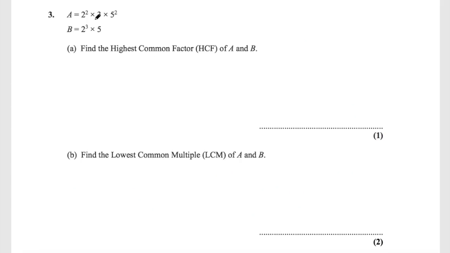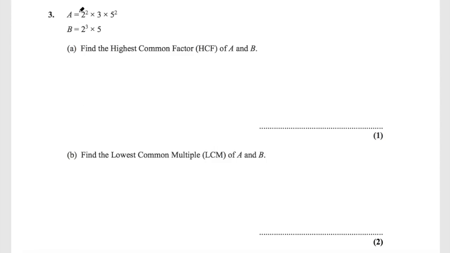Question 3 says a equals 2 squared times 3 times 5 squared, b equals 2 cubed times 5. Part A says find the highest common factor of a and b. So when you're given numbers in prime factor form, to work out the highest common factor, you need to take the prime factors that are common to both numbers.